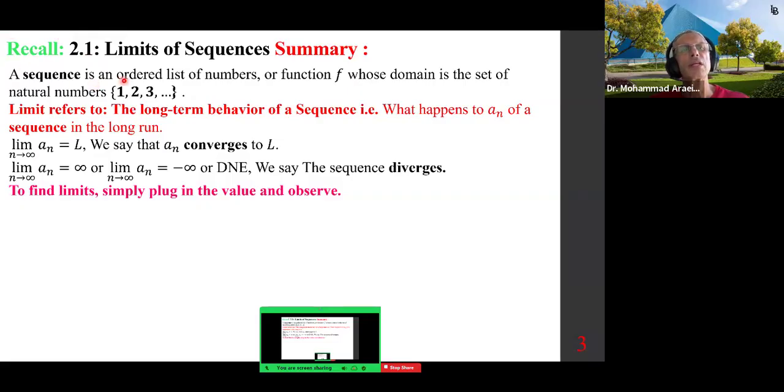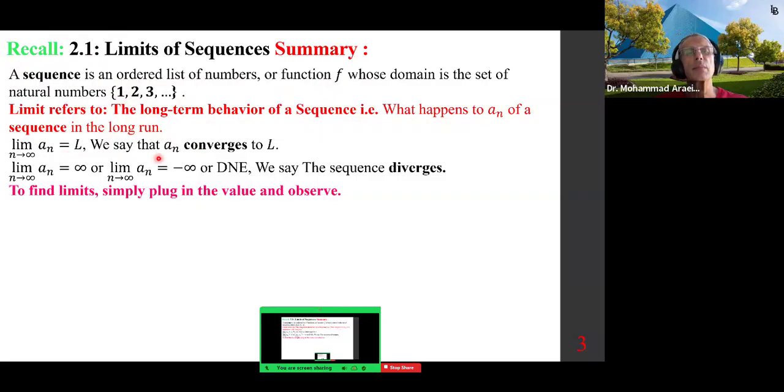A sequence is an ordered list of numbers, or a function f whose domain is the set of natural numbers 1, 2, 3, and goes to infinity. Limit refers to the long-term behavior of a sequence, that is, what happens to a sub n of a sequence in the long run. The limit of a sub n as n approaches infinity is L.